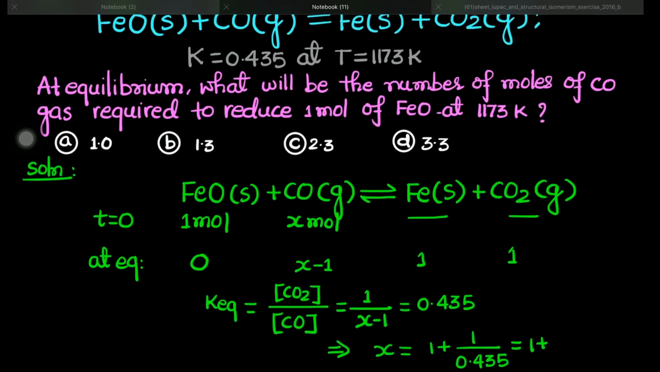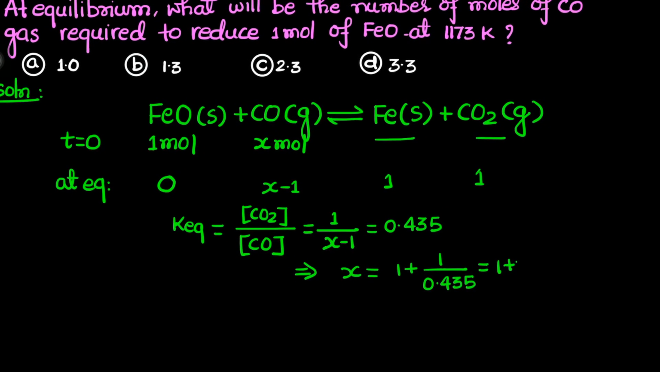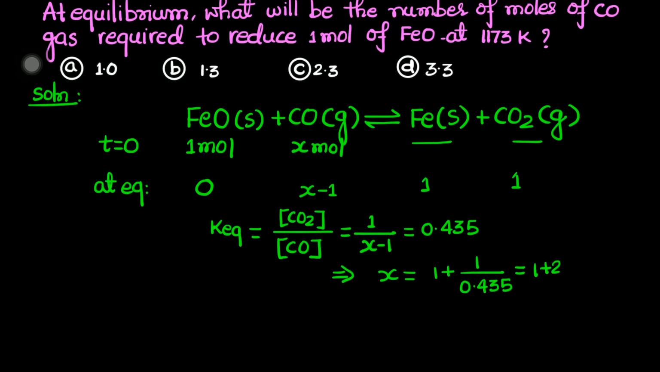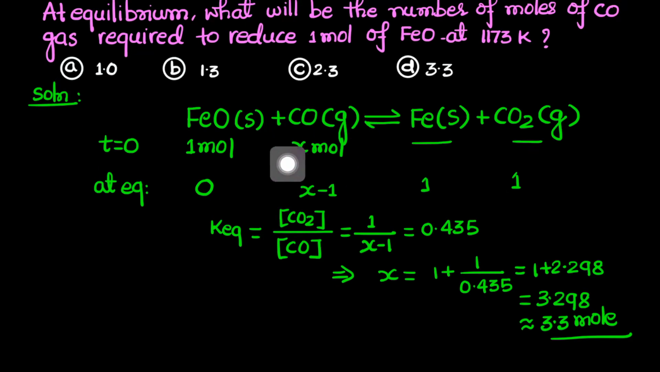So we'll put the value: 1 plus 2.298, so it will be 3.298. So it will be approximately 3.3 moles. So in this reaction we need 3.3 moles of carbon monoxide to reduce 1 mole of FeO. Thank you. So the correct answer will be option D.